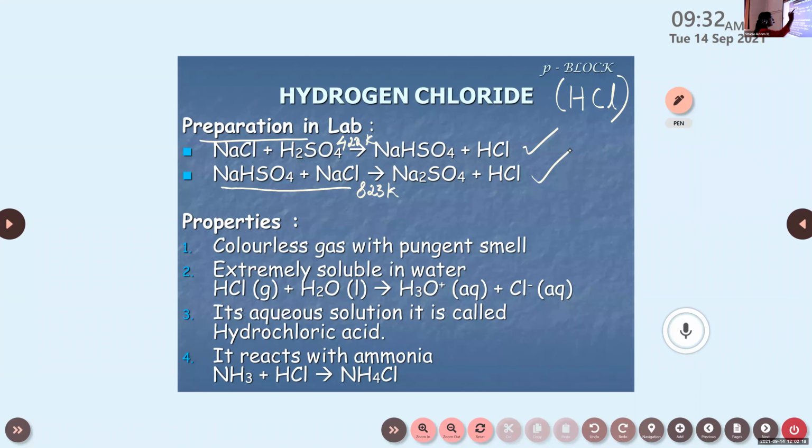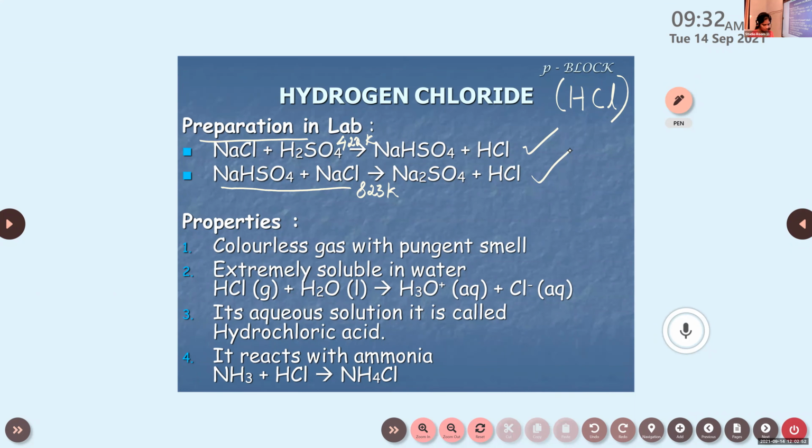Clear? And this HCl gas can be dried by passing through concentrated sulfuric acid. We have learned the property of sulfuric acid, right? It's a good dehydrating agent, which means it will remove the water from other molecules. So we can pass hydrogen chloride gas through sulfuric acid, and the water content will be absorbed by the sulfuric acid, making it more dry. Clear, children? That's the laboratory method of preparation of hydrogen chloride.